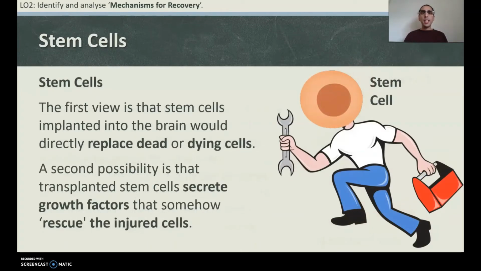The first view is that stem cells implanted into the brain would directly replace dead or dying cells. And then a second possibility is that transplanted stem cells secrete growth factors that somehow rescue the injured cells. So the stem cell comes in and one, it replaces dead or dying cells itself, as well as secreting growth factors, and it helps rescue the injured cells.